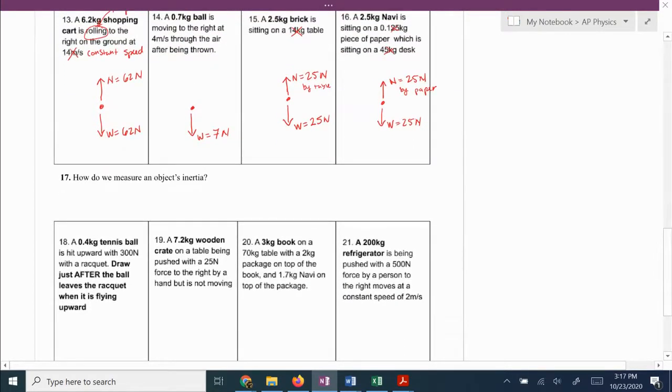Number 17, how do we measure an object's inertia? By measuring its mass.